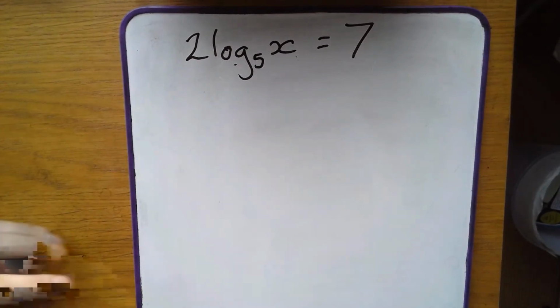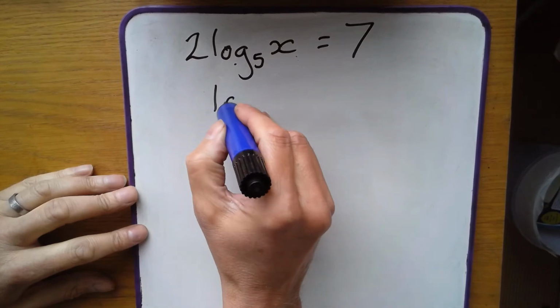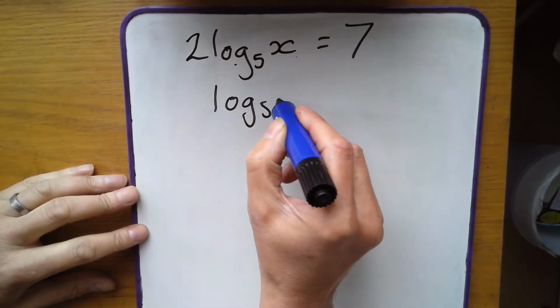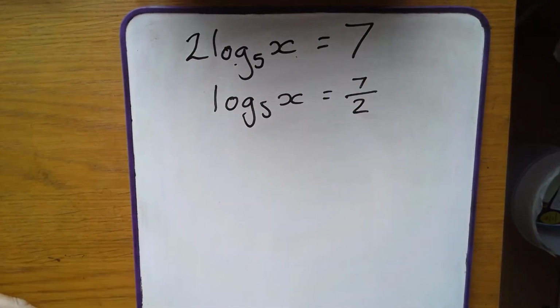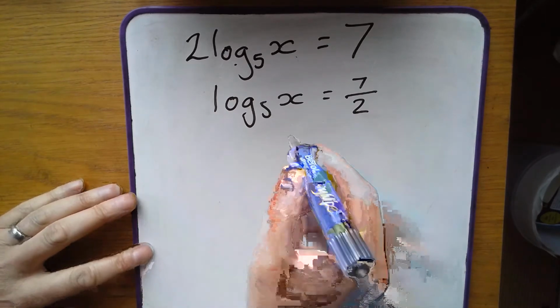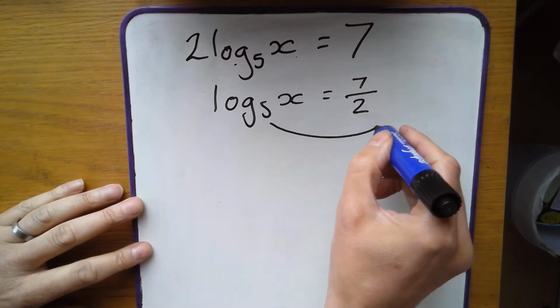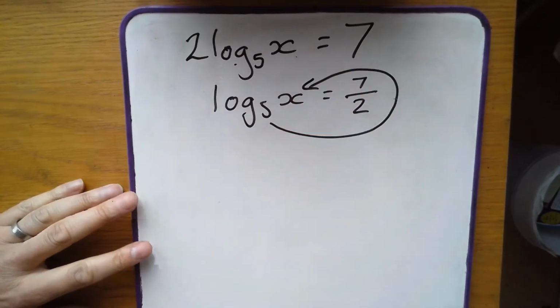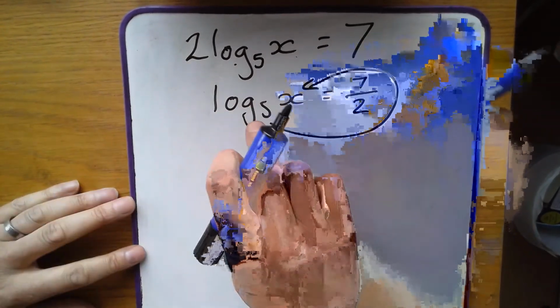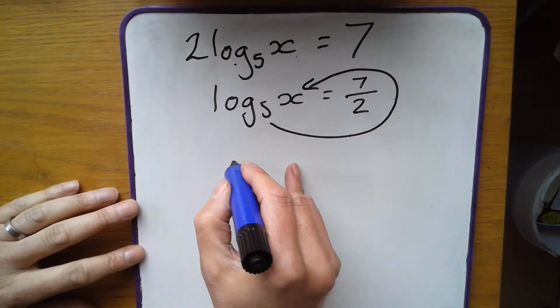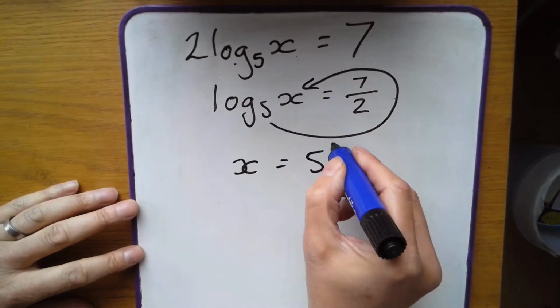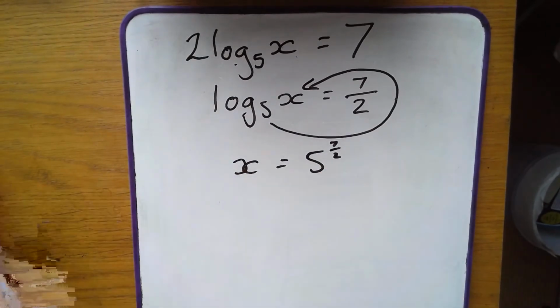I think there's a fairly sensible approach here. If I divide through by 2, I get log base 5 of x equals 7 over 2. I would take this method here. Remember in the first video we did this. Go around, so 5 to the power of 7 over 2 equals x. So x is 5 to the power of 7 over 2.